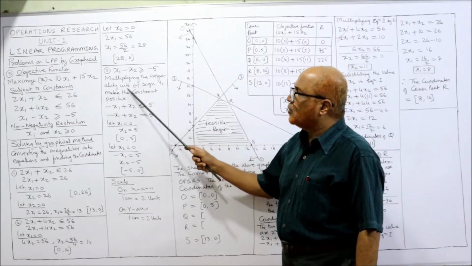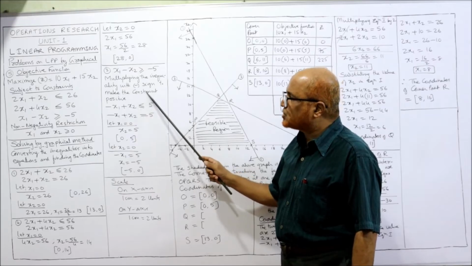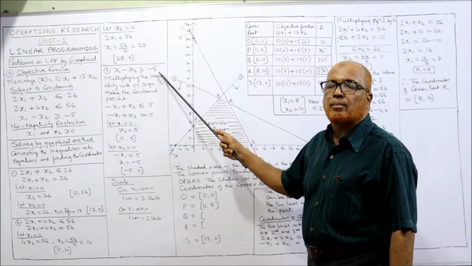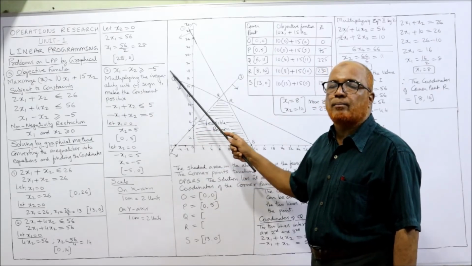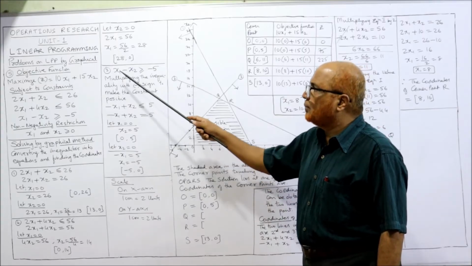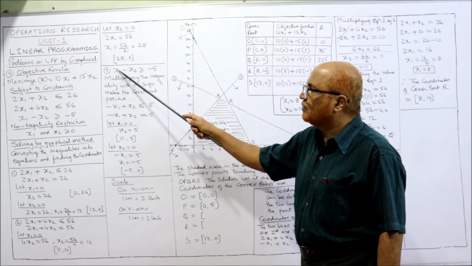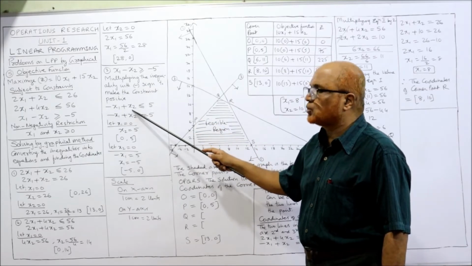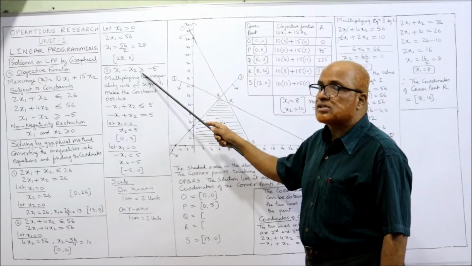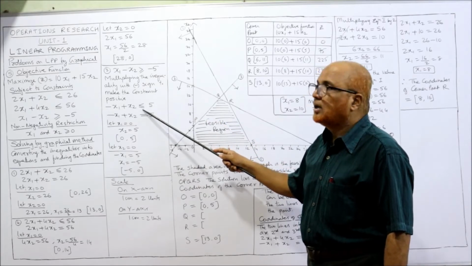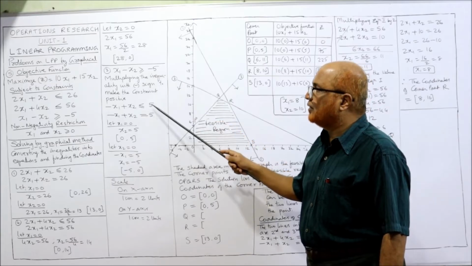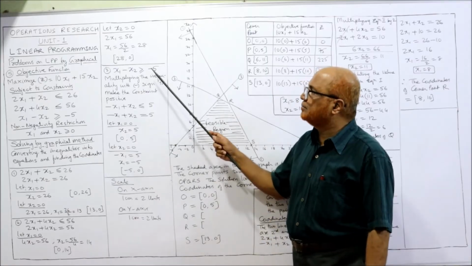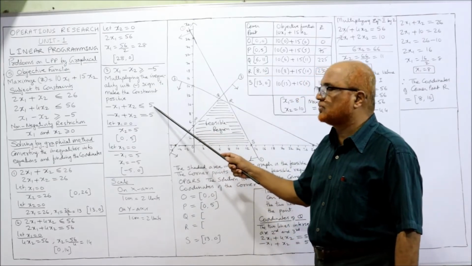So multiplying the inequality with minus sign to make the constraint positive. Here the constraint is negative. To make it positive, we are multiplying the whole inequality by minus sign. So what will it become? This plus x1 will become minus x1. This minus x2 will become plus x2. Then the greater than or equal to sign will become less than or equal to. And this negative minus 5 will become plus 5. In this way, we have converted the negative constraint into a positive constraint.